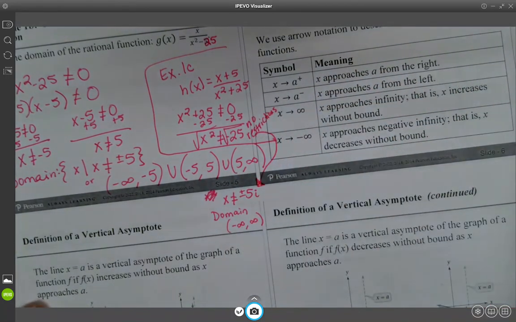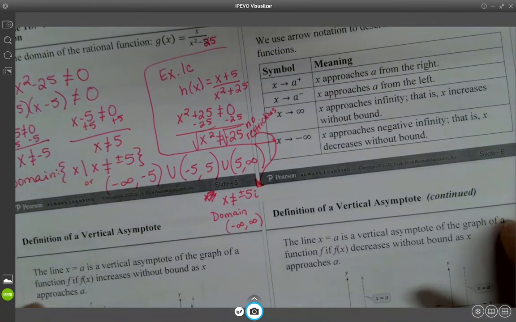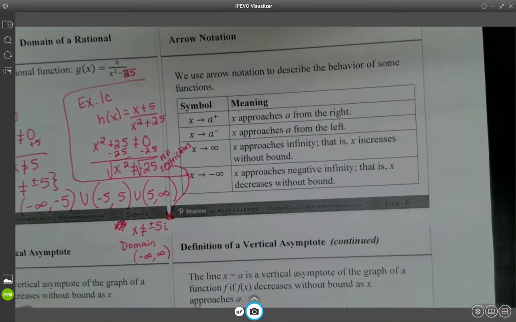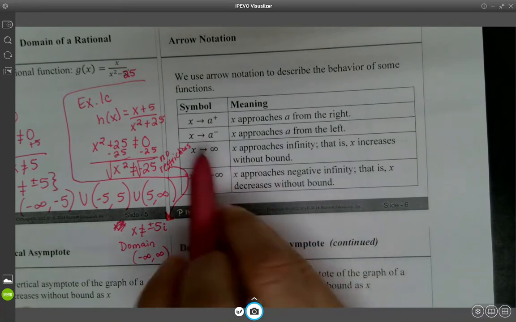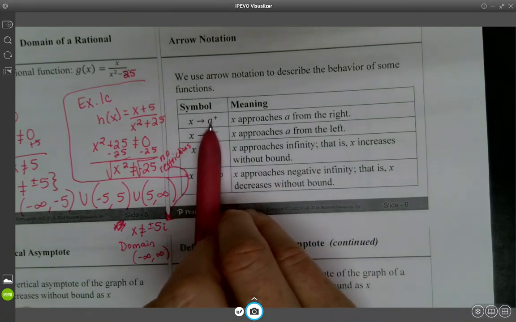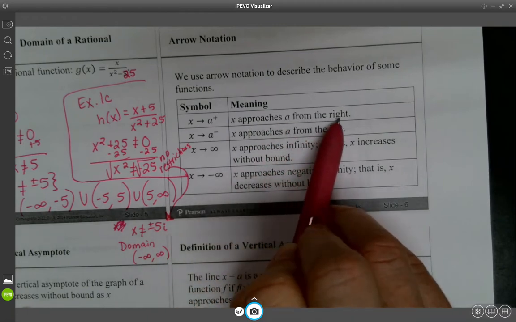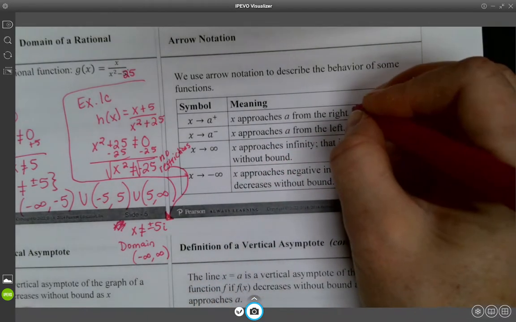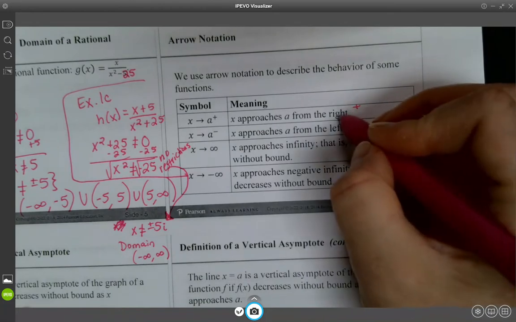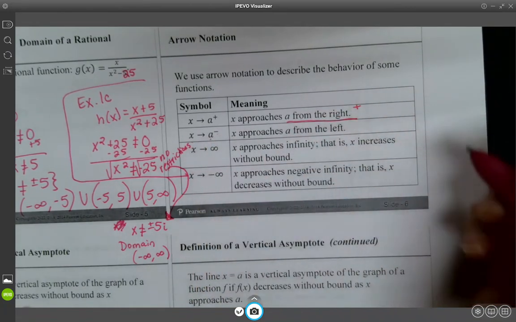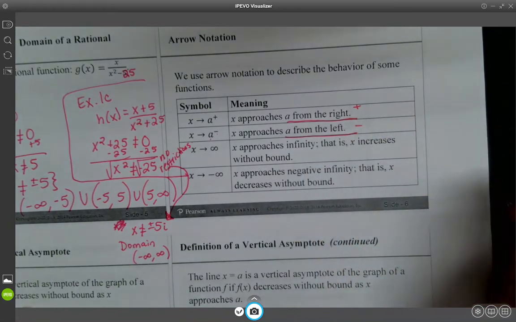So it's finishing that problem out. Okay, arrow notation. Use arrow notation to describe the behavior of the function. So x going to a positive, x approaches a from the right. Okay, so that's positive going from the right. From the right. X approaches a from the left.